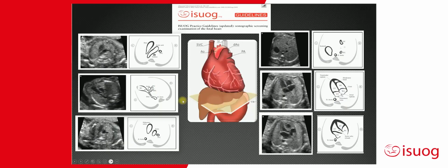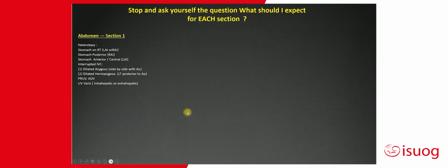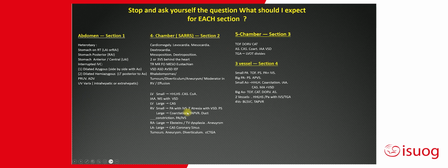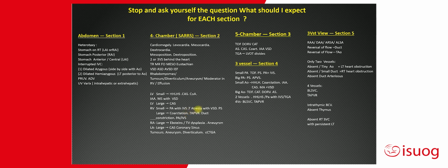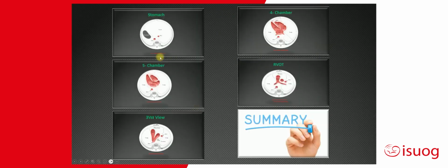Okay, so next what I'm going to do is to walk through the heart, having gone through all these rules, and go through section by section, starting off with the abdomen, 4-chamber, 5-chamber, 3-vessel, and the 3-vessel tracheal. I know it's a lot of information, so let's crack straight into it.